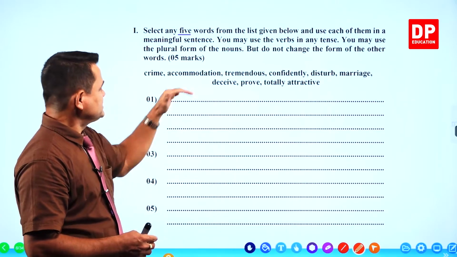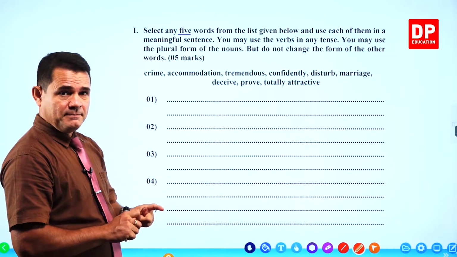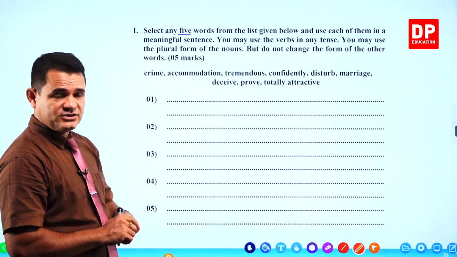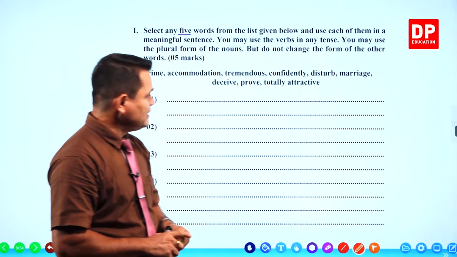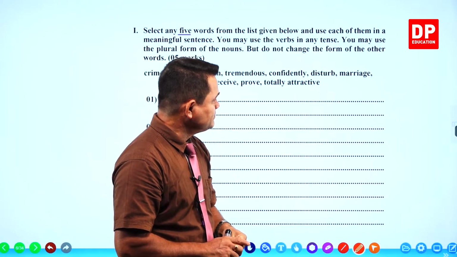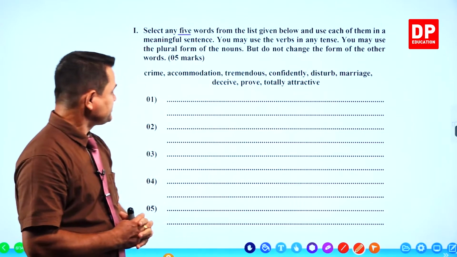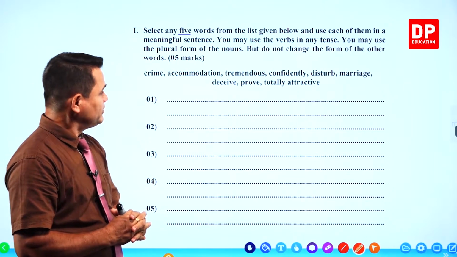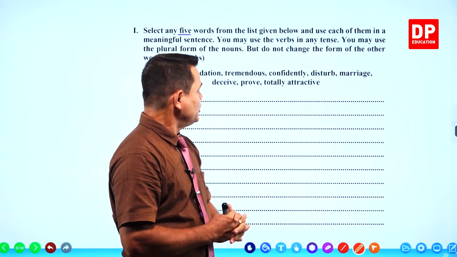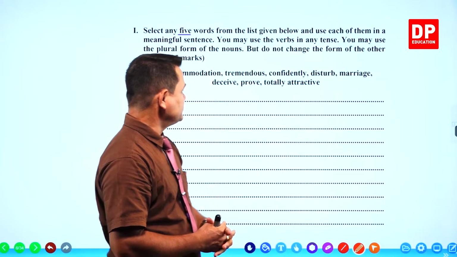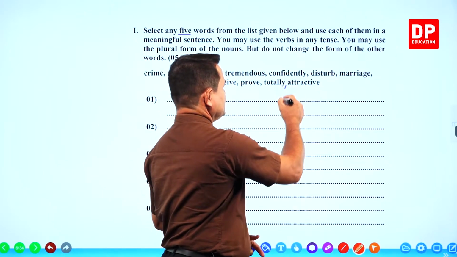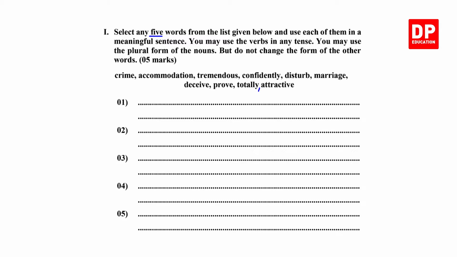So the words given here are crime, accommodation, tremendous, confidently, disturb, marriage, deceive, prove, totally, attractive. So you have to write only 5 sentences selecting any 5 words.